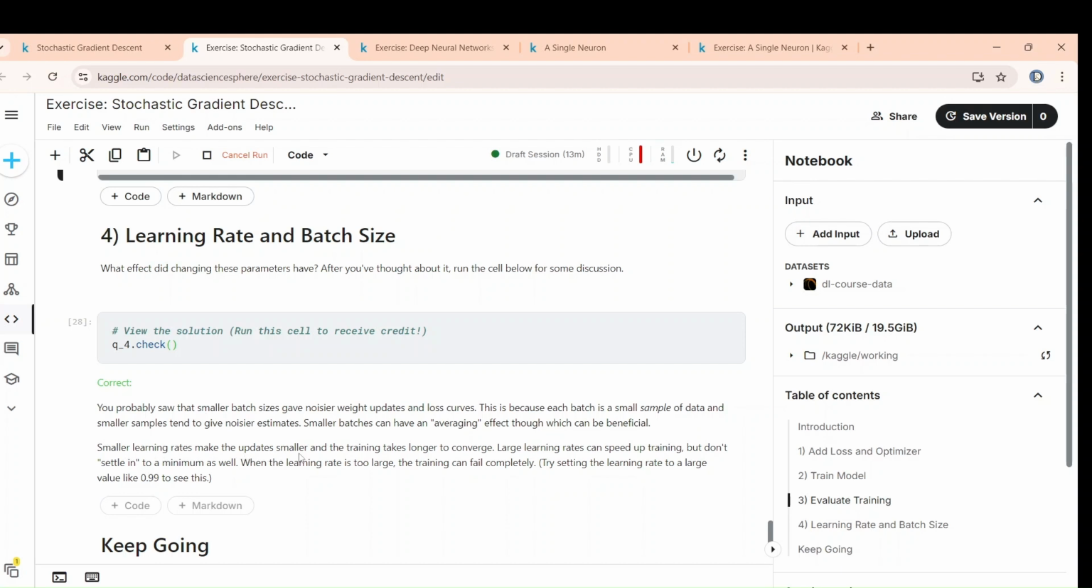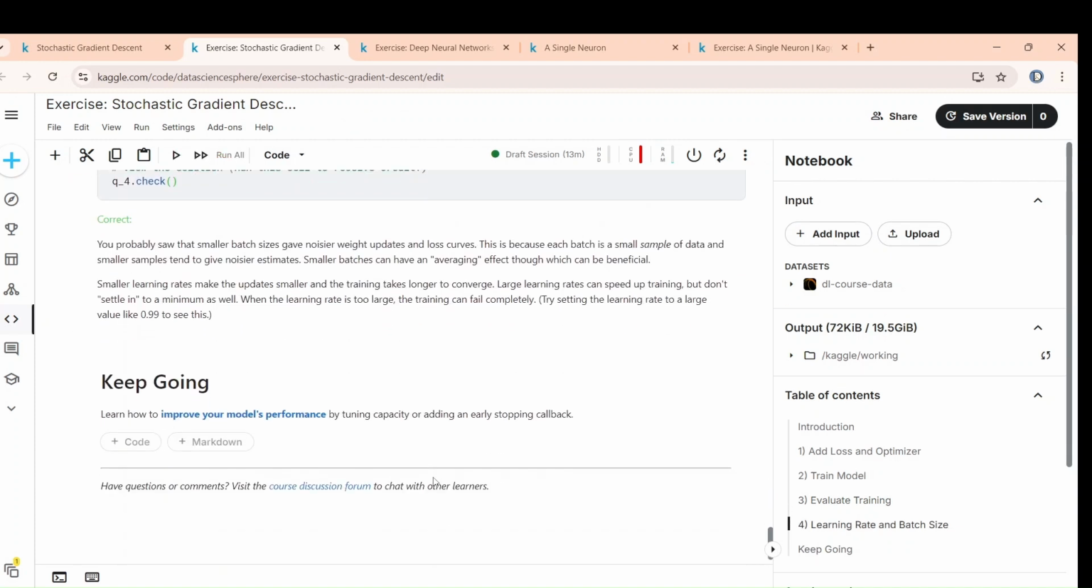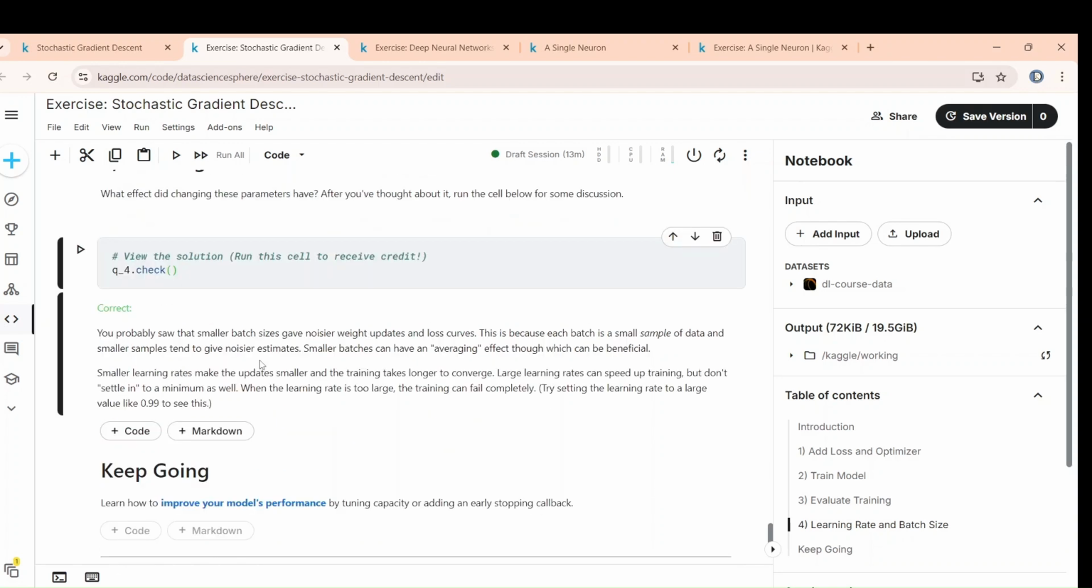Smaller learning rates make the updates smaller. The training takes longer to converge. Larger learning rates can speed up training but don't settle into the minimum. So when it is too large, it may fail completely. That's what we have just seen. Try setting the learning rate to a larger value like 0.99 and see this. We have given 1.2 and also we have checked.